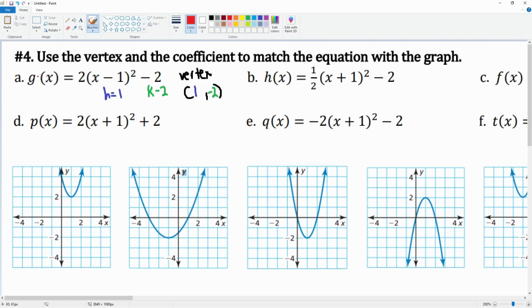And the a, which is 2, so it's going to open up. So we want to look for that point 1 comma -2. Oh, this is 1 comma -2, and this also opens up. So there we go. We would say that this matches up right here. So I'm going to copy that, paste it over, and that would be this one.